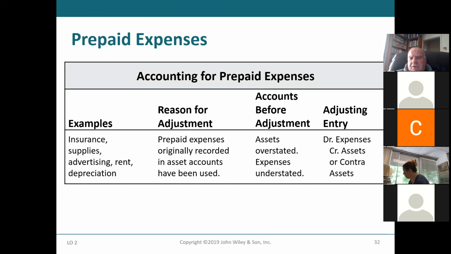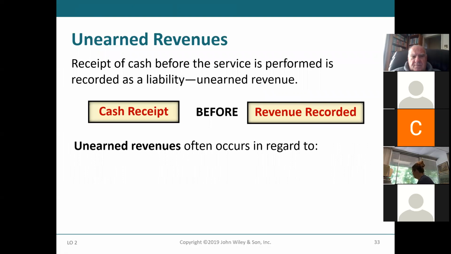So let's take another look at the prepaid expenses. Examples: insurance, supplies, whatever. Prepaid expenses were originally recorded in asset accounts that are now being used. So that's why we have to adjust them. Before the adjustment, the asset would be overstated and the expenses would be understated. If you did not make these entries, you would have assets that are overstated that you don't have anymore and expenses understated that you haven't recorded. You're going to debit an expense and credit the asset. Debit the expense, credit the asset.